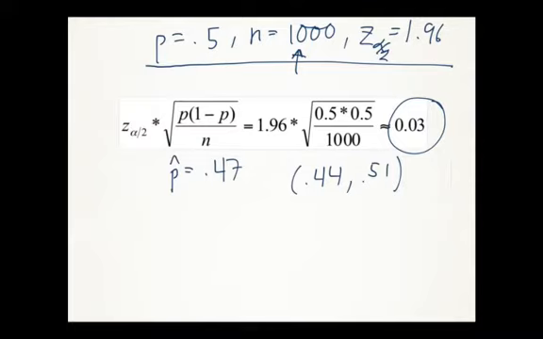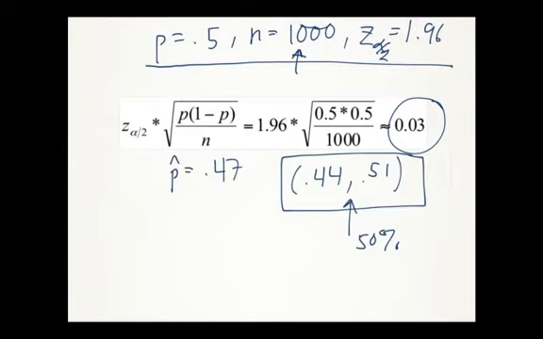So if the question were, would we reject a null hypothesis that 50% of the people support President Obama? Based on this interval, would we reject the null hypothesis that 50% of the people support Obama? No, we would fail to reject. Why? Because 50% is contained in this interval. It's in there.